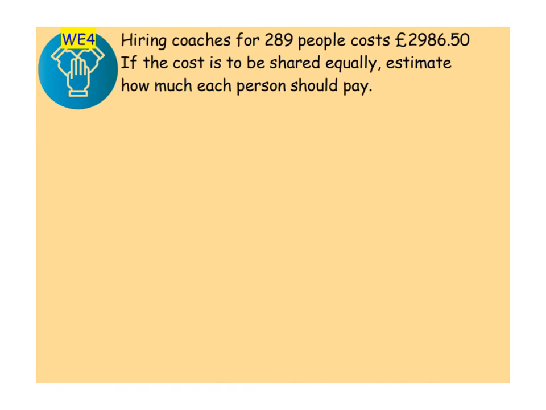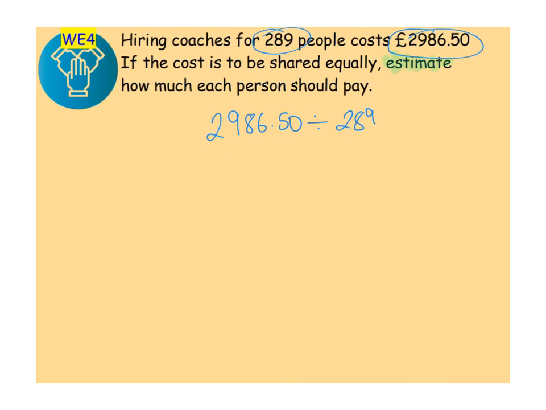Okay, the last worked example. Same sort of thing as before. We should work out what the actual calculation is first. So hiring coaches for 289 people costs £2,986.50. If the costs are shared equally, estimate how much each person should pay. So we need to share that cost out between all these people. So that's division. But we only want an estimate because the question says to estimate it.